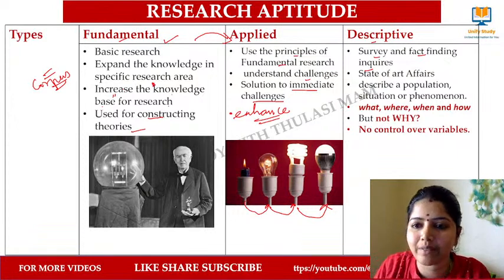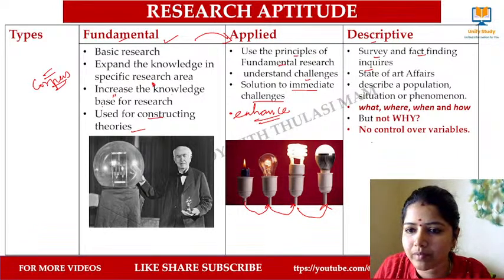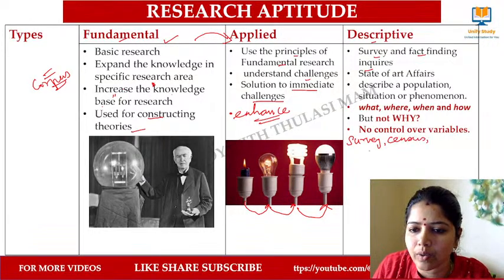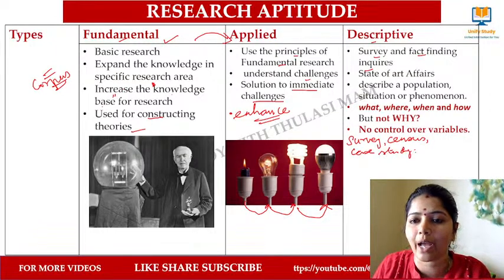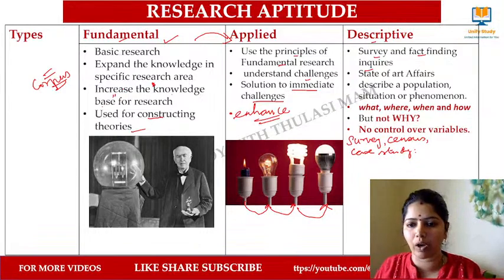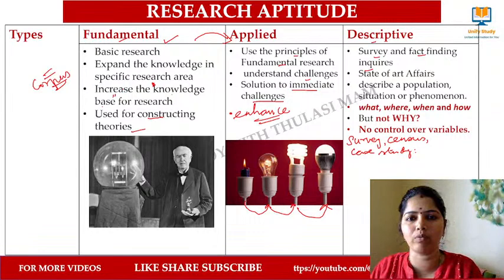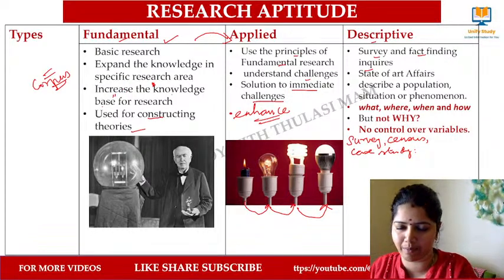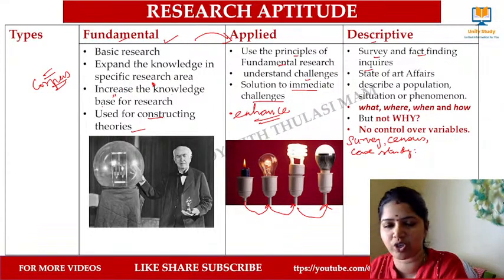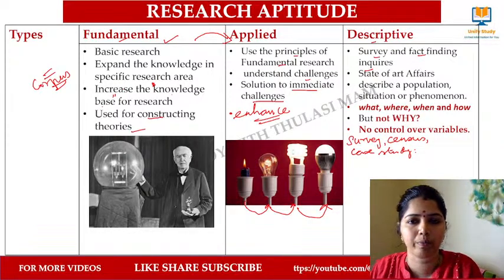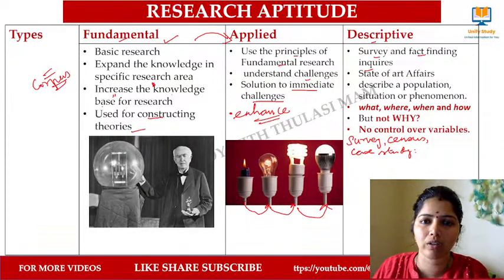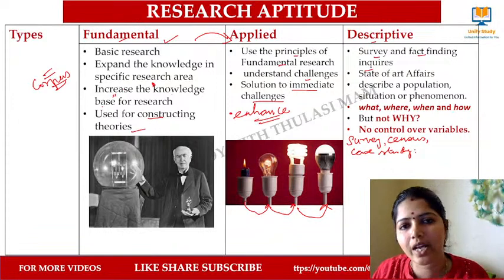We can say survey, census, case studies. These are all the types of descriptive research. Take the example of census. They'll come home by home. They'll be asking how many members are there in the family, how many male, how many female, how many children, what is your age, what occupation you do, what is your business. All the details will be asked.